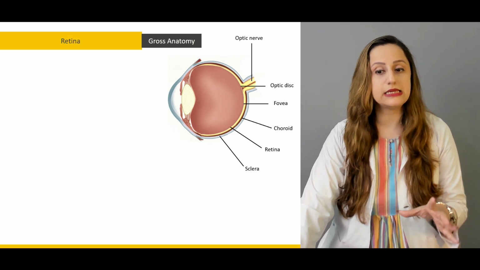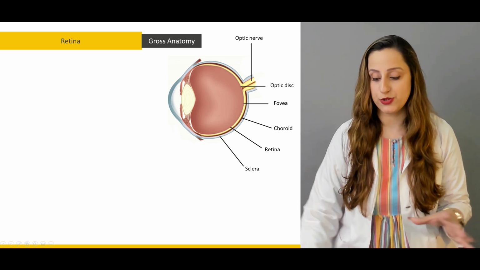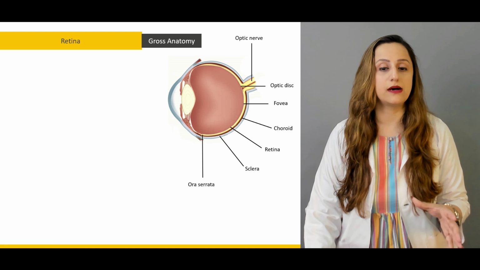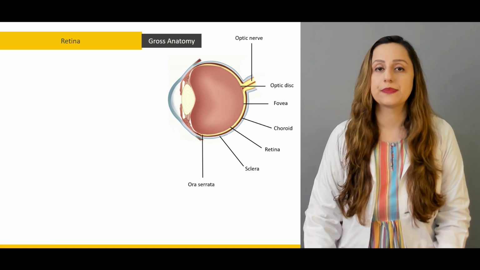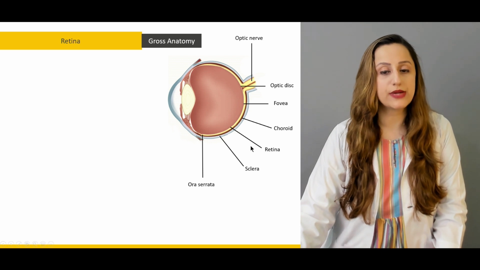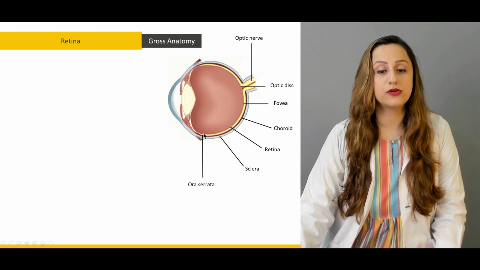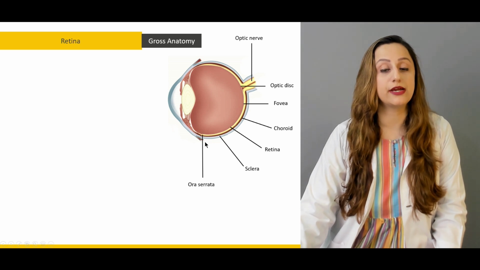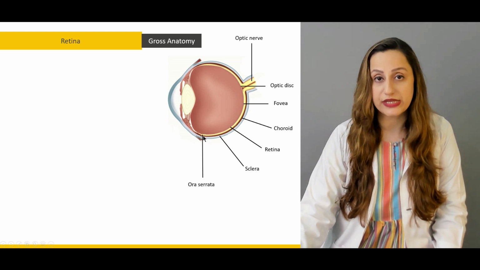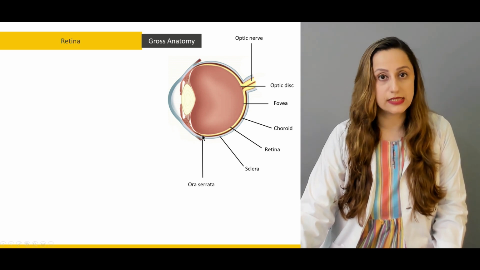So these are the main gross anatomical structures that we're going to see when we focus on the retinal structures. Then we have the ora serrata. The ora serrata is the term for the level at which the neurosensory layer of the retina ends, and that is termed the ora serrata anatomically.